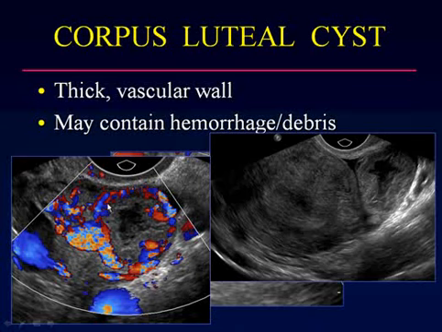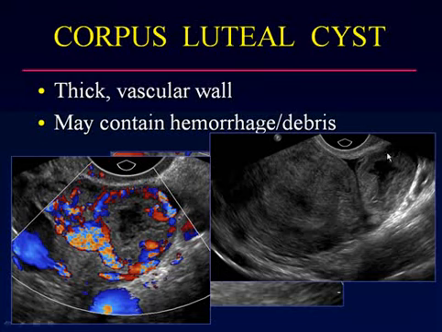Notice it can be extremely vascular, and although the term the ring of fire was initially proposed as a description of an ectopic pregnancy, in fact, it's been my experience that you can see this completely circumferential ring of blood flow much more commonly in a corpus luteal cyst than in an ectopic pregnancy. In my experience, in an ectopic pregnancy, that color flow tends to be a little more segmental.